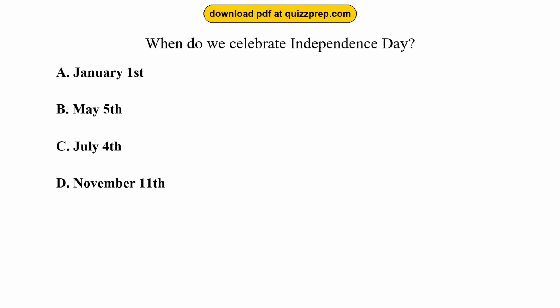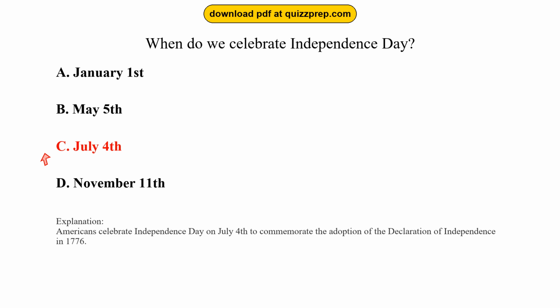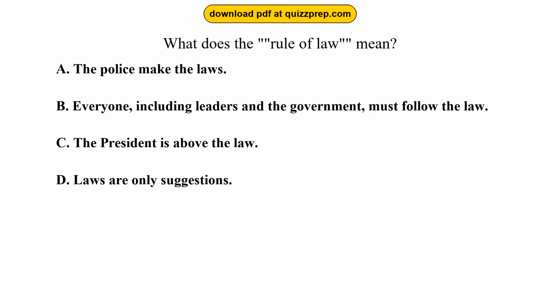When do we celebrate Independence Day? Option A, January 1st. Option B, May 5th. Option C, July 4th. Option D, November 11th. The correct answer is option C, July 4th. Americans celebrate Independence Day on July 4th to commemorate the adoption of the Declaration of Independence in 1776. Question 29. What does the rule of law mean?